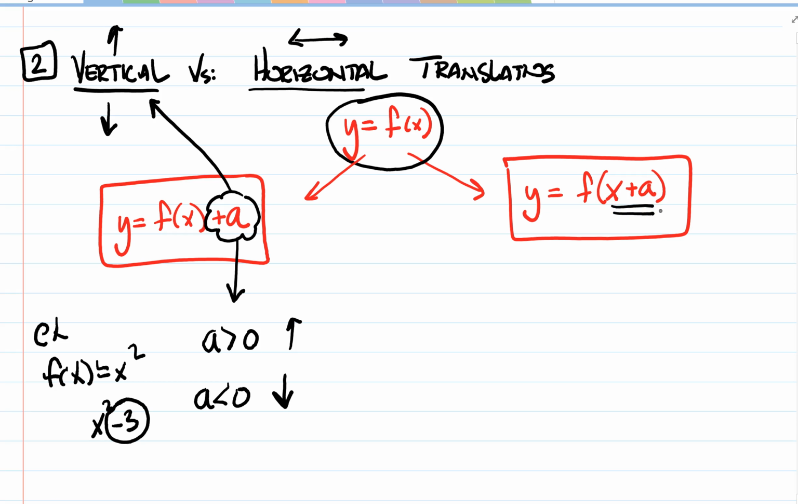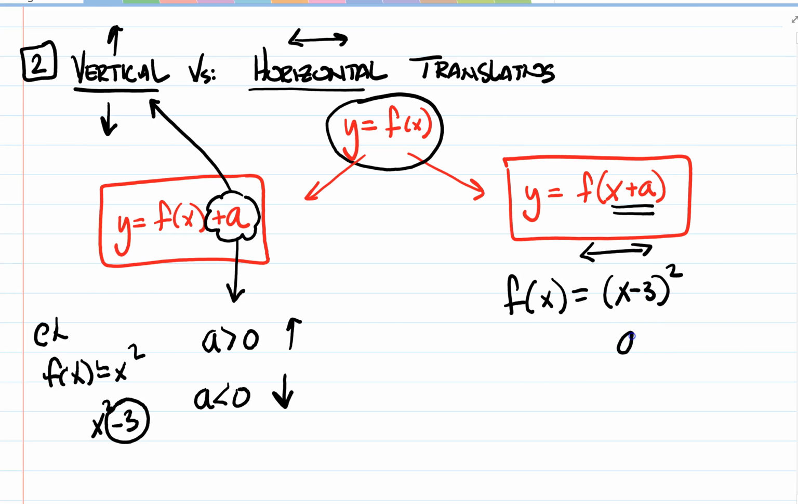Notice the difference: the a value is actually inside of my function. I'm evaluating that function, plugging in the a and then evaluating for f. So if my value of a is inside my parentheses, this is going to be a horizontal translation. As an example, if I am graphing f of x is equal to the quantity x minus 3, quantity squared, then this is going to be a horizontal translation, and it's going to be 3 units to the right.